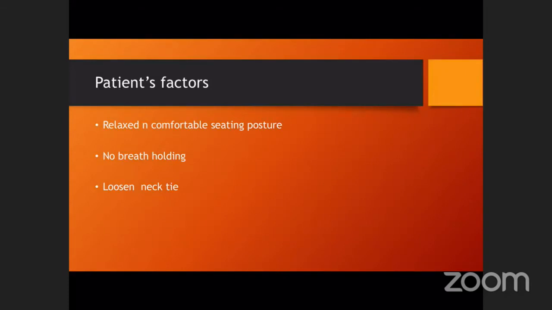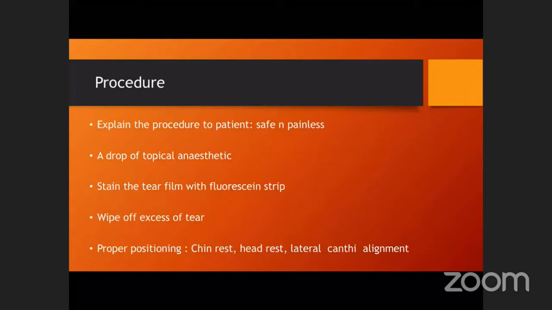What are the patient's factors? We have to make sure that the patient is relaxed and comfortable, and there should be no breath holding. And if at all any necktie or anything is there, we have to loosen it. Now about the procedure as such, we have to explain the procedure to the patient. We have to tell them that it is safe and painless. A drop of topical anesthetic is put into the lower cul-de-sac. Stain the tear film with fluorescein strip. Wipe off excess of the tear. The proper positioning is very important. So we have to make sure that the chin rest, head rest, and the lateral canthi alignment on the slit lamp, they all should be at proper place.